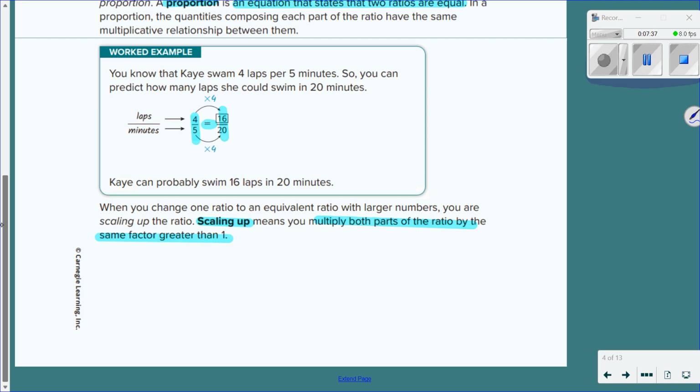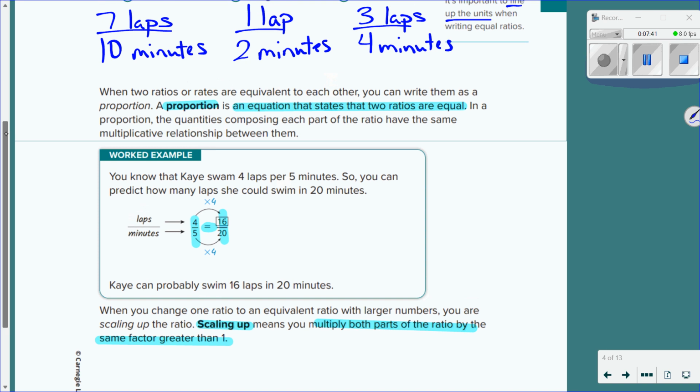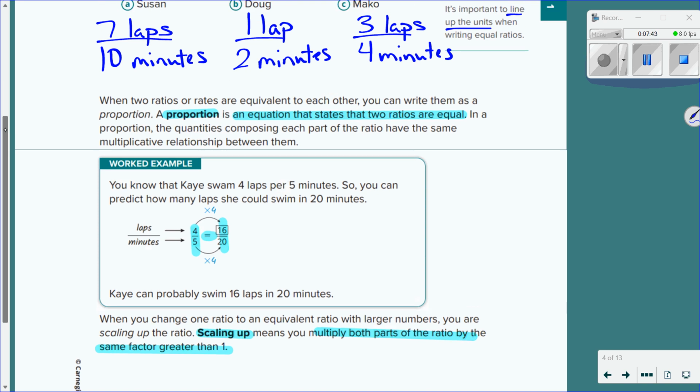So lots of definitions on this page, lots of math talk. Any questions on anything we just talked about? Yeah, they're not so smart. Questions on any of this? Okay, let's go ahead and go to our next page then.